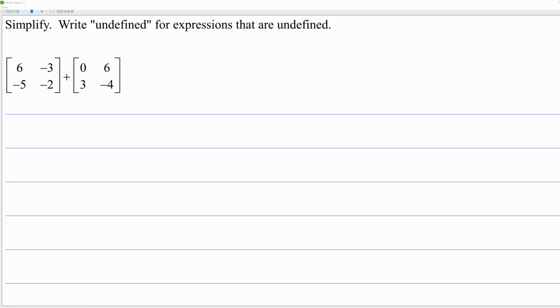This video is about matrix addition. So, in this first problem, we have a 2 by 2 matrix, and we're adding another 2 by 2 matrix. And this illustrates a rule that's necessary to add two matrices together. They must be exactly the same size.